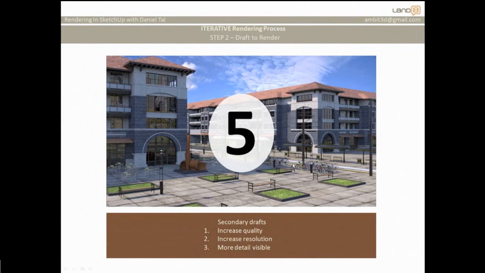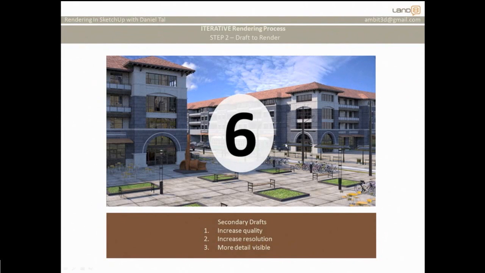Then I get to my secondary drafts. In this case, I've increased the quality, I've increased the resolution, and there's more detail available. So I have the sculpture visible, I have my table and chairs visible. All are high polygon, so they do make a difference in terms of impacting render times. And this might seem like it's complex, but it's not. Really, the key to it is making sure your SketchUp model is organized with layers and everything's layered correctly. And then I finally keep going.